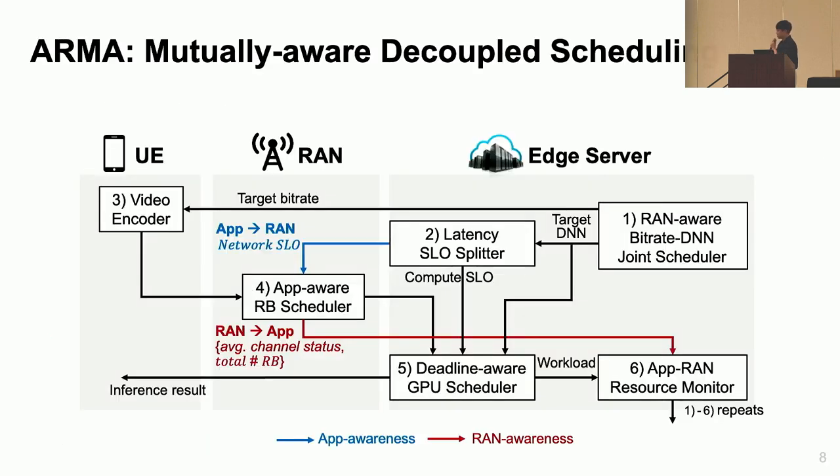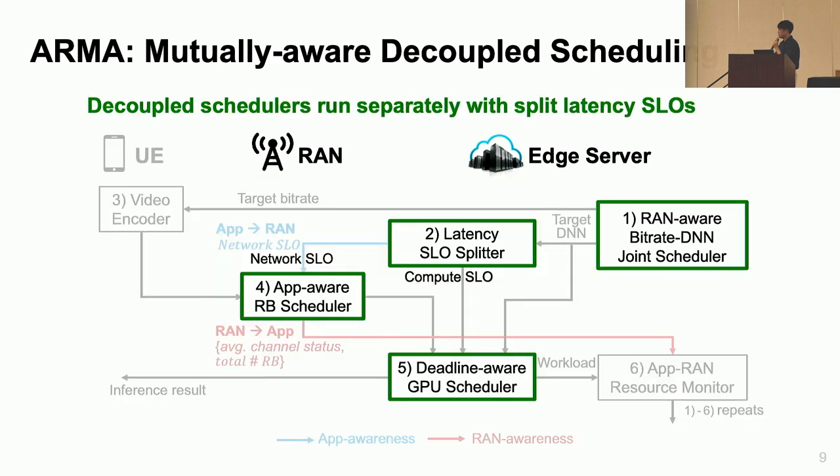So we design ARMA, or App RAN Mutual Awareness in short, to tackle the aforementioned challenges. The core of ARMA is a mutually aware decoupled scheduling framework, which the overall operation flow looks like this. I'll revisit the specific operational details later, but here I'll just introduce the key features to deliver our core ideas.